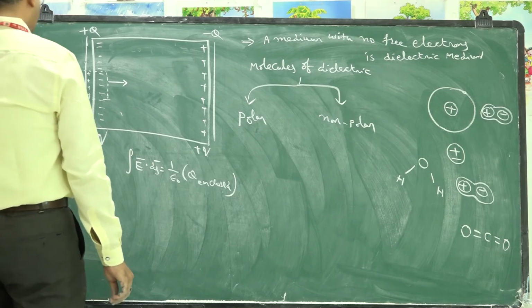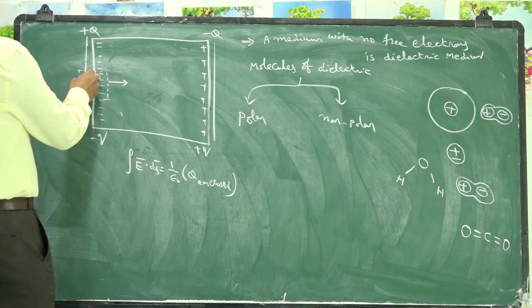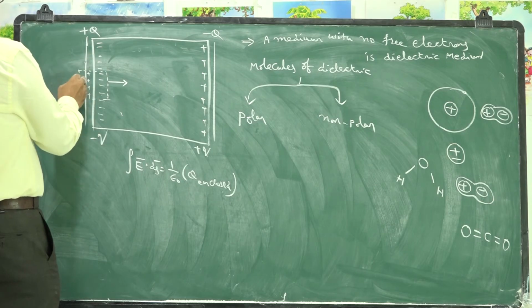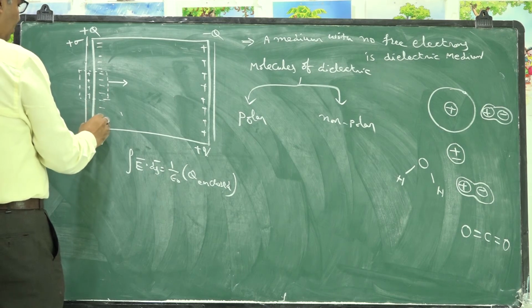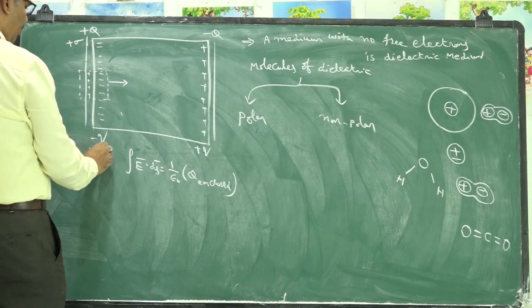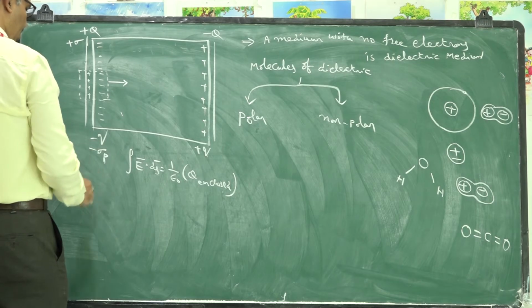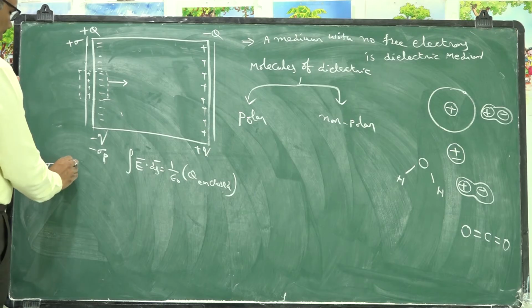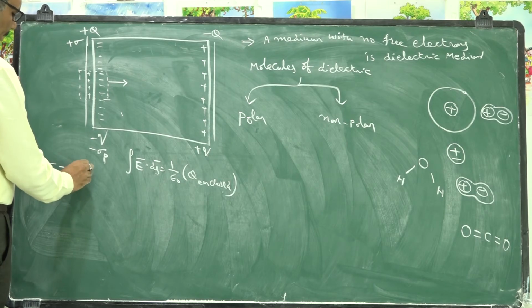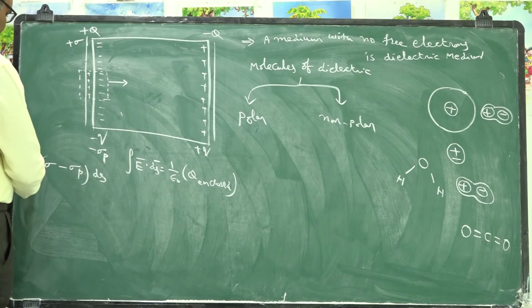What is the net charge enclosed? How to calculate? Its surface charge density is plus sigma, and its surface charge density is minus sigma p. Net surface charge density means sigma minus sigma p, into the area you considered, ds. Then this is nothing but dq.